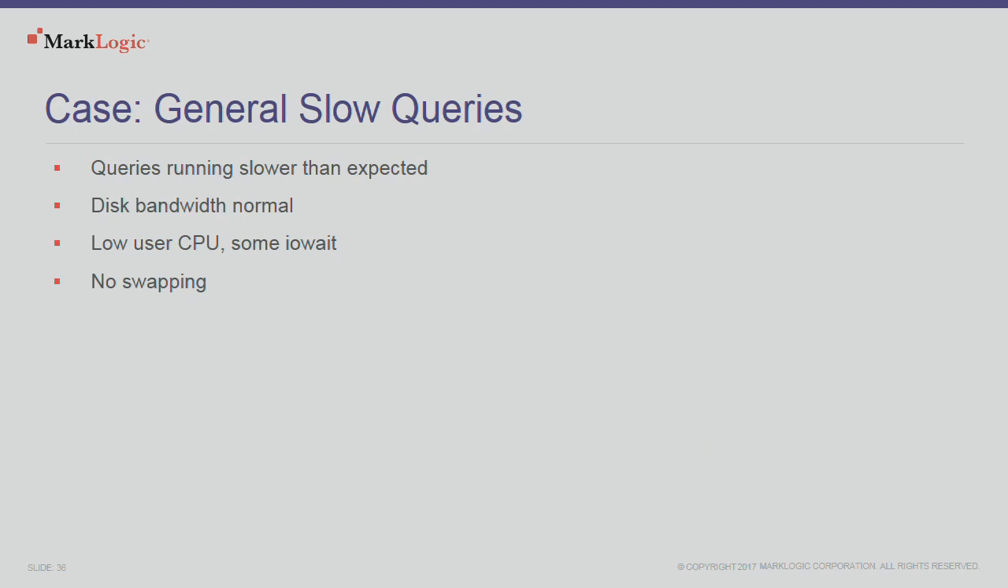But then here's a case where you have general slow queries. So everything looks normal, but queries are slower than expected. Disk usage is reasonable, low user CPU. There's a little I/O wait, but not a lot. And there's no swapping. So there's nothing apparent about why queries should be slow, but they are slow.